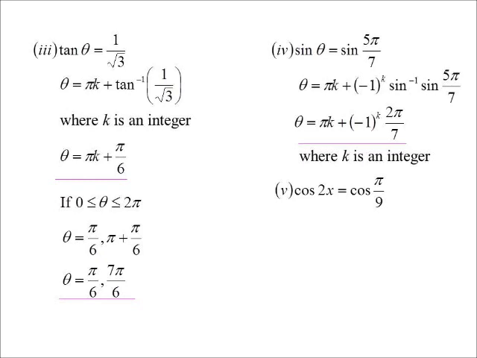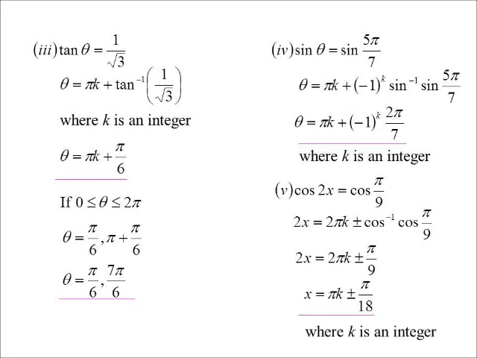Cos of 2x equals the cos of pi on 9. So again, it would be tempting to say 2x is equal to pi on 9, and yes, that would be one solution. But for cosine, 2x is 2 pi k plus or minus the inverse cos of the cos of pi on 9. Pi on 9 is acute, so in this case it will cancel out and leave us with just pi on 9. So 2x is equal to 2 pi k plus or minus pi on 9, but that's 2x, we want 1x. So we get pi k plus or minus pi on 18, where k is an integer.